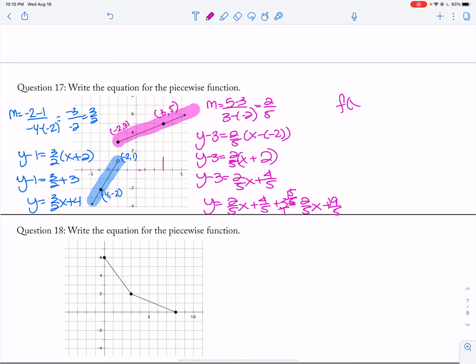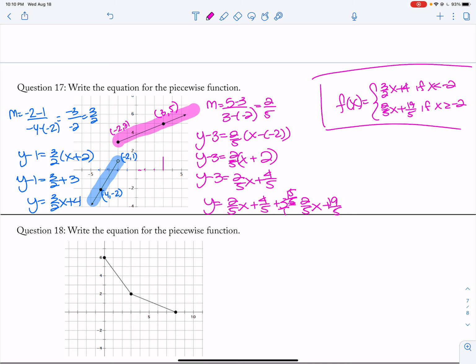So my equation is f of x is equal to that top equation, which is 3/2 x plus 4, if x is less than -2. And then it is 2/5 x plus 19 over 5, if x is bigger than or equal to -2. Okay. So that's how I write the equation of this one.